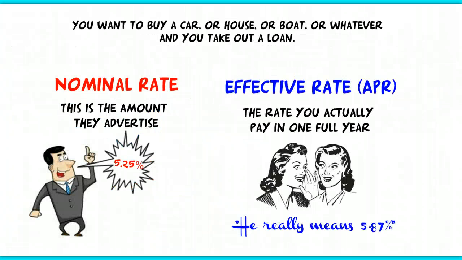So let's say you want to go buy a car or a house or boat or whatever you end up wanting to buy, and you have to take out a loan in order to purchase it. Well, they're going to tell you an upfront nominal rate, which is really the rate in name only, nominally. Okay, it's the rate in name only. So it's the amount that they might advertise, but really the effective rate, or also called the APR, is the rate you actually pay in 1 full year of having that loan.